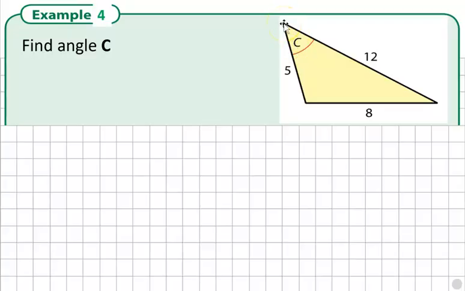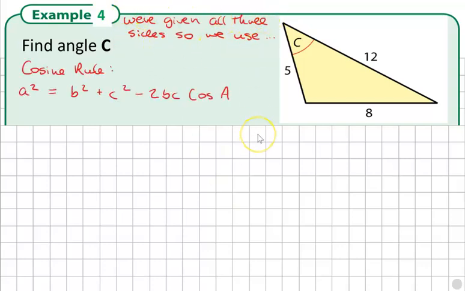So the cosine rule can always be used if you have 3 sides. So you know the lengths of the 3 sides, and then you're trying to find an angle. The cosine rule can always be used then. So we're given all 3 sides, so we use the cosine rule, which is a squared equals b squared plus c squared minus 2bc cos A.